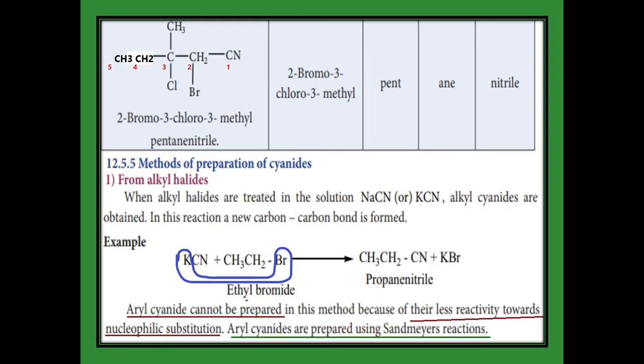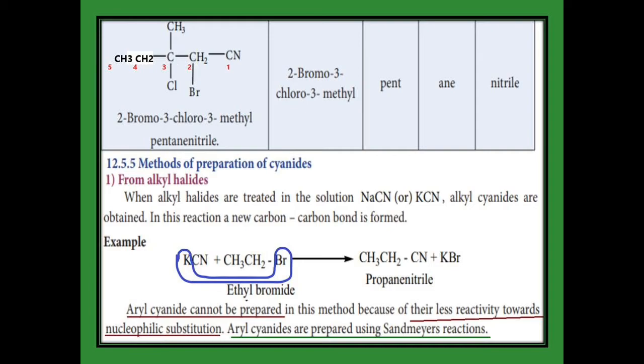This compound contains 5 carbons, so pent, single bond ane, and CN means nitrile. The second carbon contains bromine, the third carbon contains chlorine, and it also has a methyl, so 2-bromo-3-chloro-3-methyl pentane nitrile.